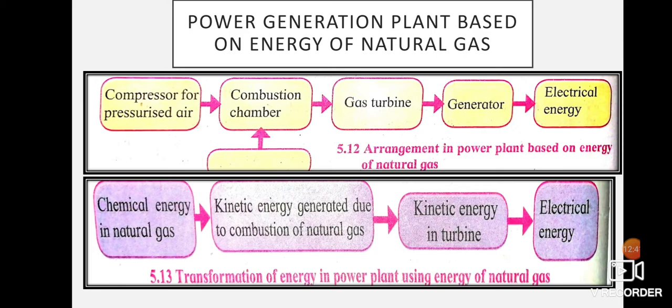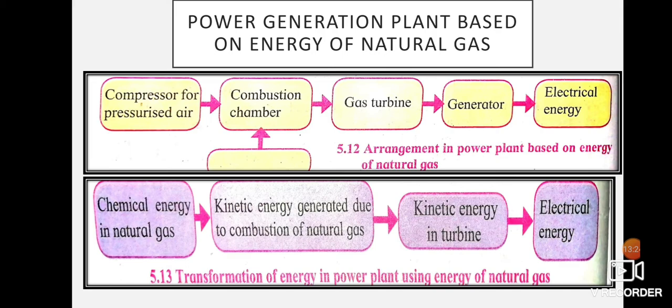Now you know that the natural gas, which is kept here under high pressure, is nothing but chemical energy. That gets converted into kinetic energy when the combustion takes place, that is, when the reaction process takes place and it reacts with the oxygen. Then the gas moves at high speed, so kinetic energy is generated due to the combustion of natural gas. This kinetic energy then drives the turbine. The turbine then possesses kinetic energy, which in turn rotates the generator, giving electrical energy.